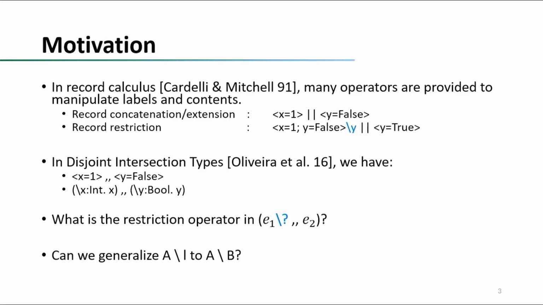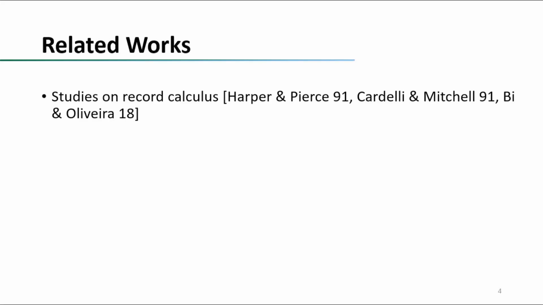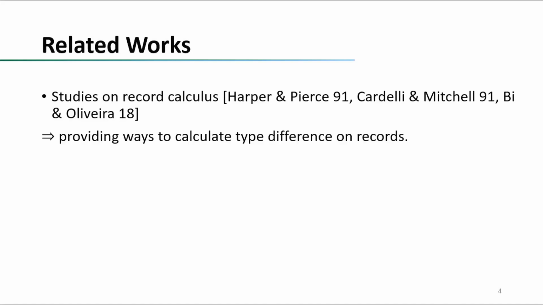And what we want is to generalize the subtraction A minus L to A minus B and to get a general type subtraction. Of course, we are not the first to do it, and there have been some works done on it. There are mainly two branches of works. Although they are not focused on type difference, their approaches can be used to calculate type difference. The first branch of work is, of course, the record calculus. The record calculus has been studied for more than 30 years, and it provides many operators for us to manipulate records. And in this case, what we want, the type difference, is the restriction operator itself.